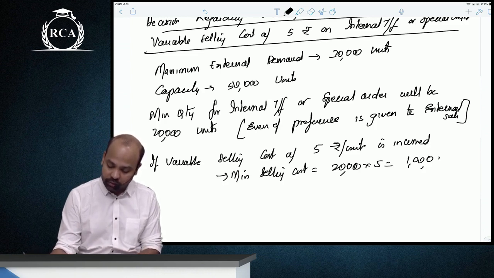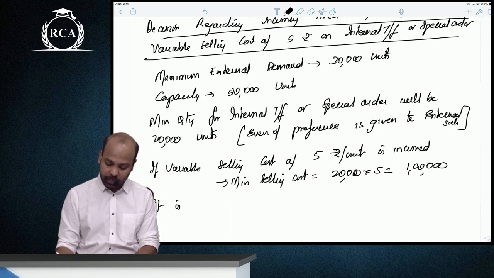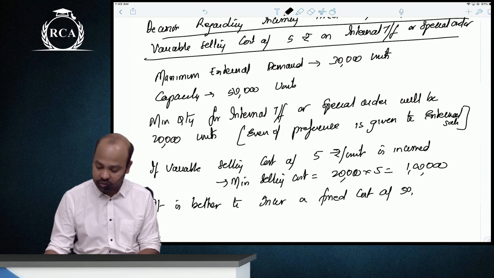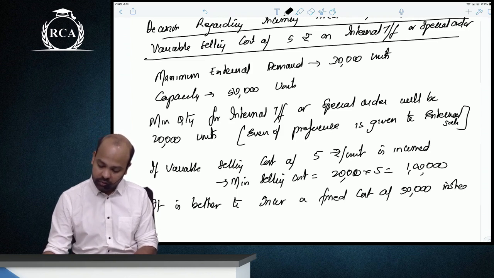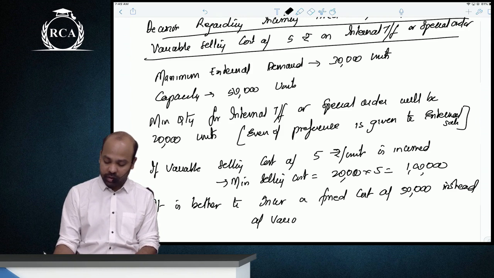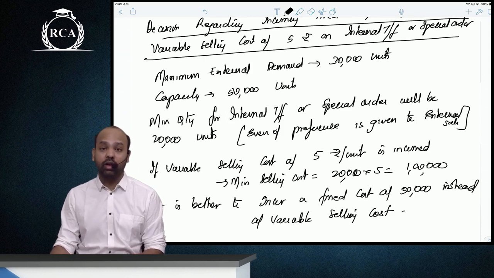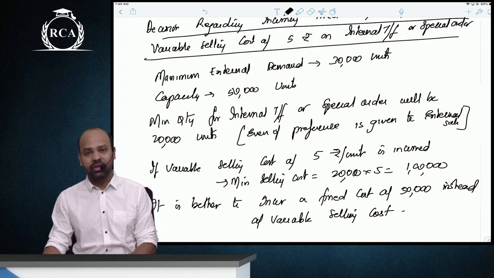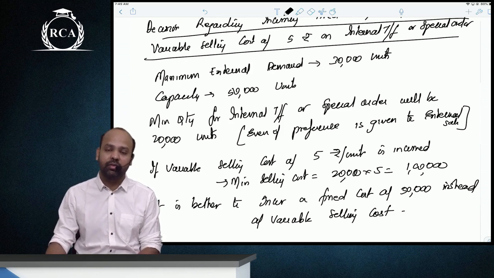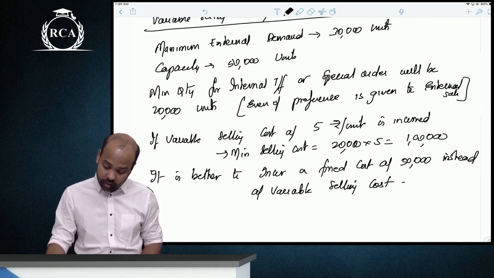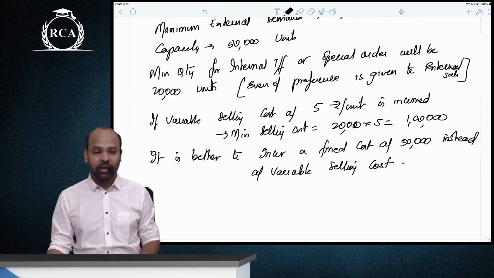Now don't you think it is better to incur a fixed cost of 50,000? Nice question, right? Yes sir. It is better to incur a fixed cost of 50,000 instead of variable selling cost, because if you incur variable selling cost, I am not telling you it is going to be exactly 1 lakh. It can be much more than 1 lakh. Imagine, what if you are transferring 45,000 units to the other division? Then it will be 45,000 into 5 rupees, 2,25,000. Now why will you want to incur 2,25,000 when you can just incur 50,000 rupees? It is better to incur a fixed cost of 50,000 instead of variable selling cost.